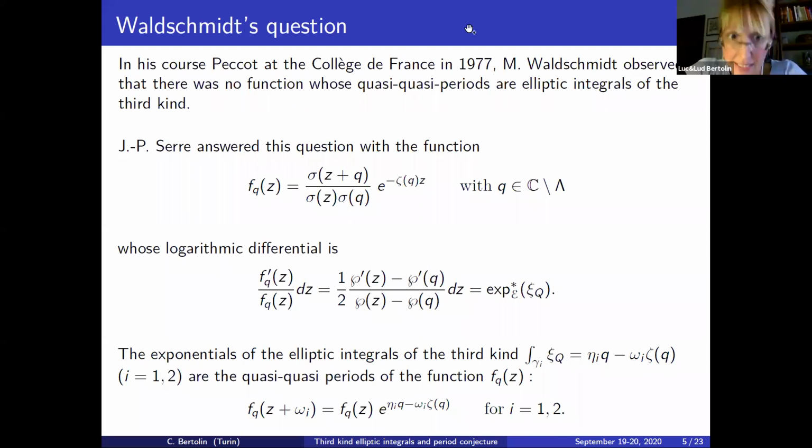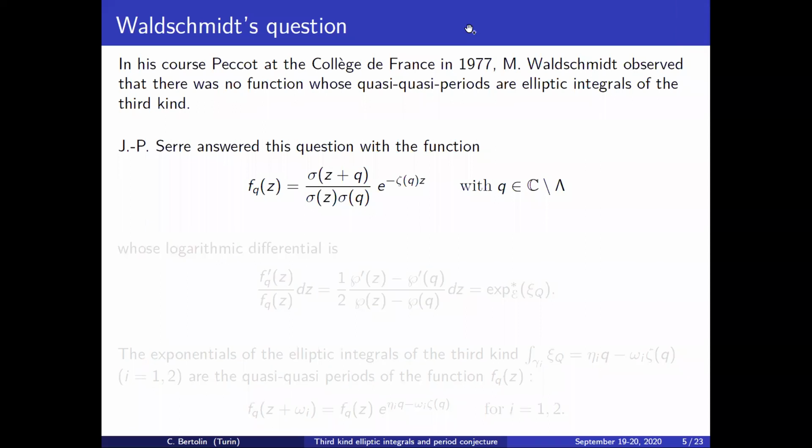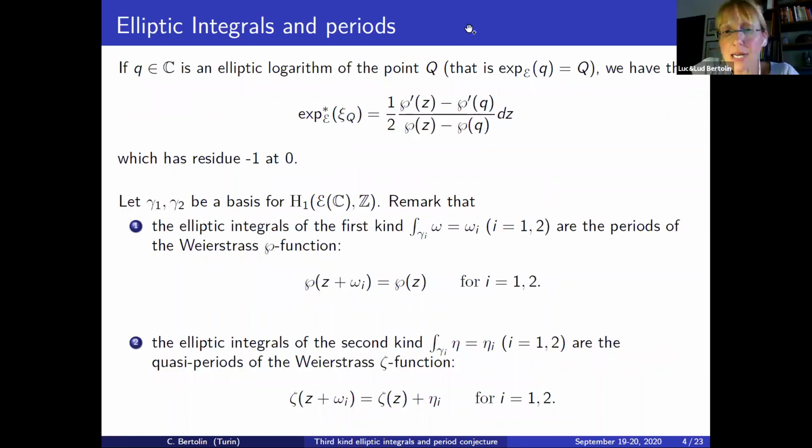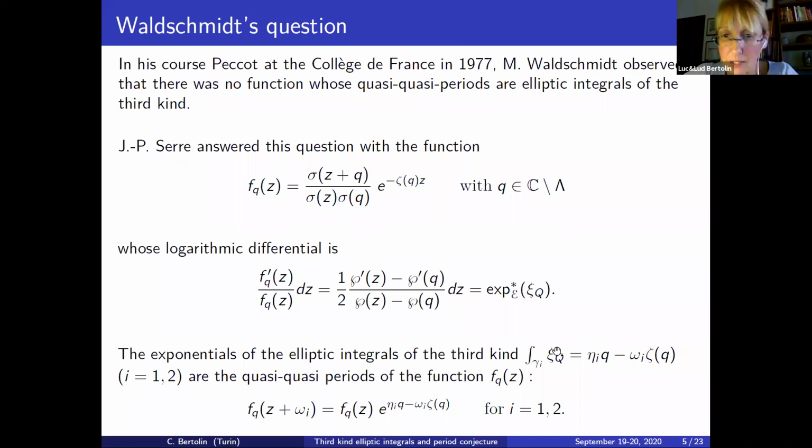Yes, yes. We know that the elliptic integral of the first kind appears as a period of the Weierstrass P function. The elliptic integral of the second kind also appears as a kind of period of a function, but the elliptic integral of the third kind was a period of nothing, and Serre introduced this function, which has the property that it is a kind of period for this function. Great, thanks.